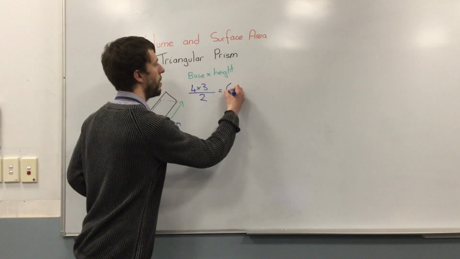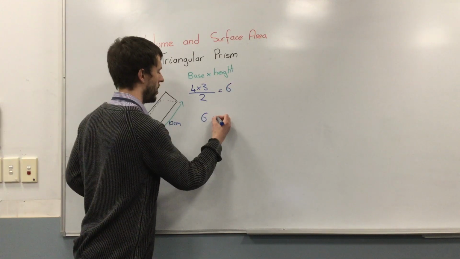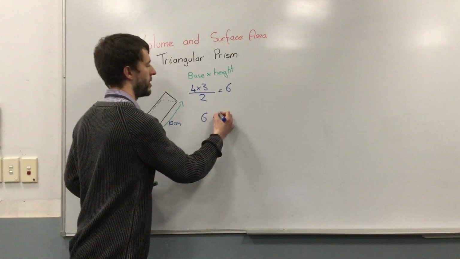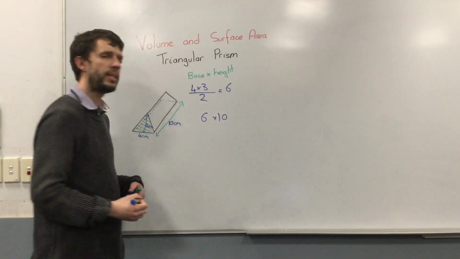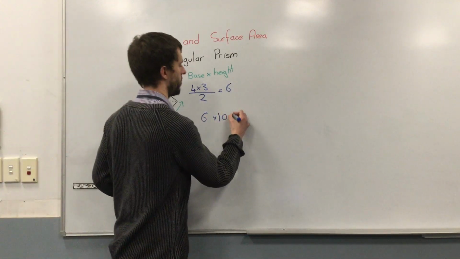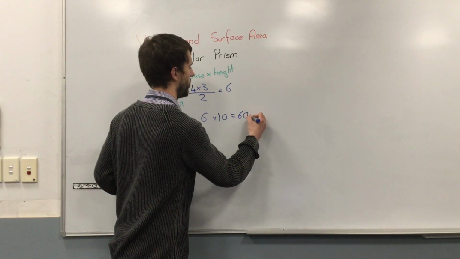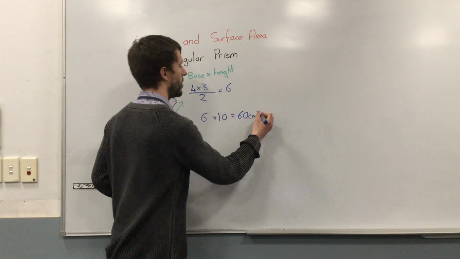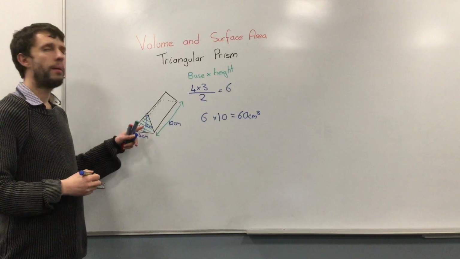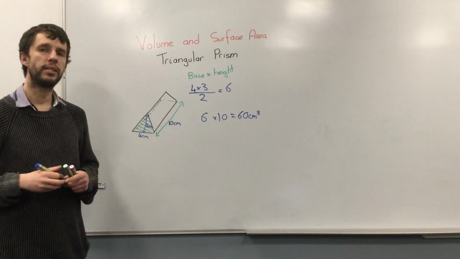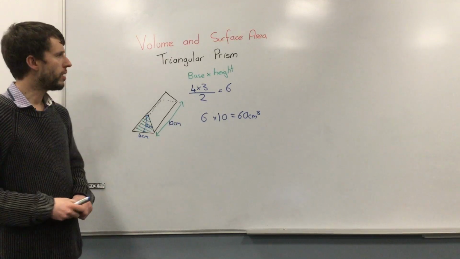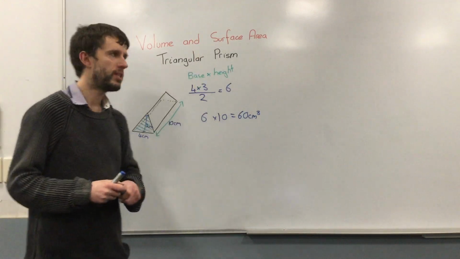So I know my base is 6 and my height is 10. 6 times 10 equals 60. So I know that my triangular prism is 60 centimeters cubed. Now if I move on to surface area.